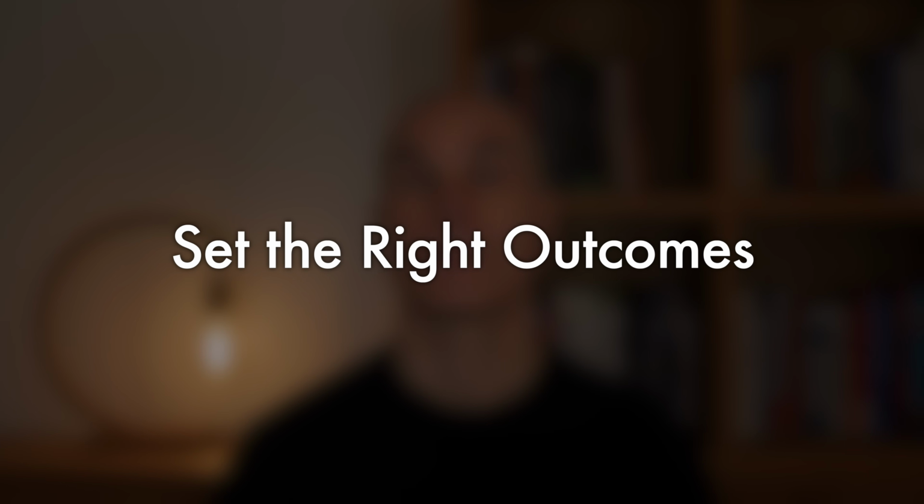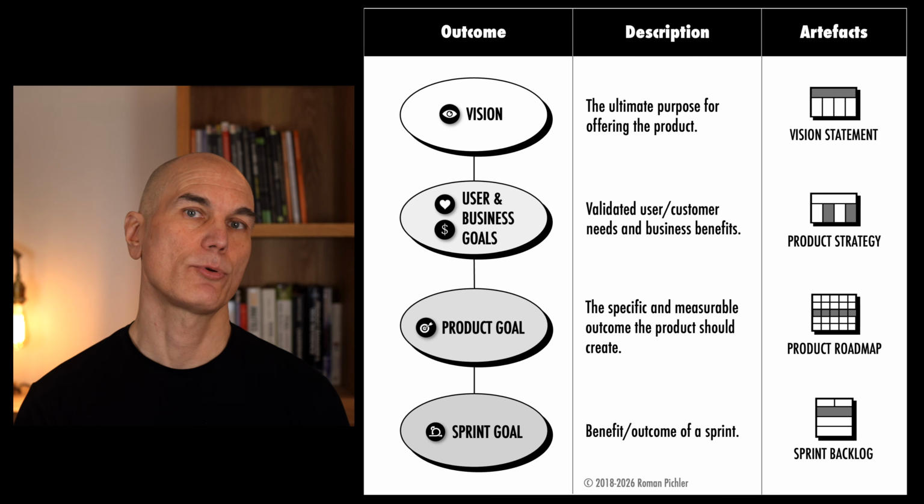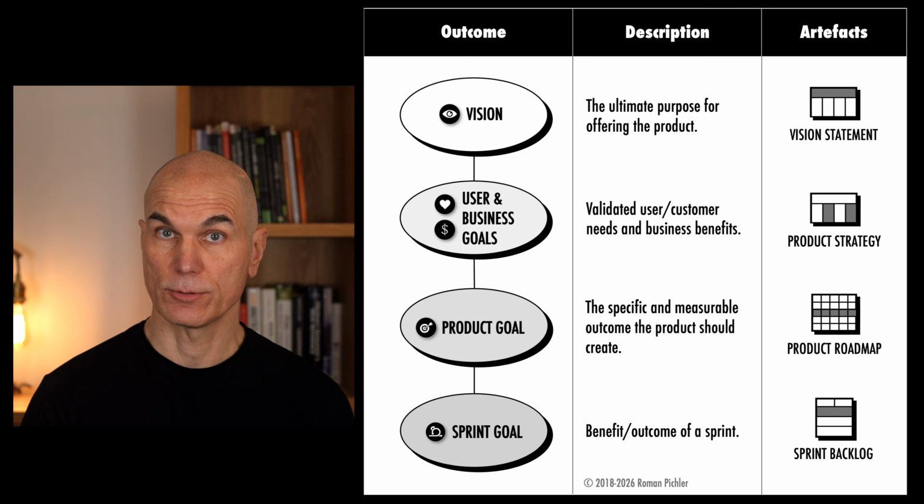Alignment doesn't come from a feature list. It comes from establishing shared outcomes. While every product, team, and organization are unique, I find that product teams generally benefit from using the following 4 types of outcomes: product vision, user, customer, and business goals, product goals, and sprint goals.